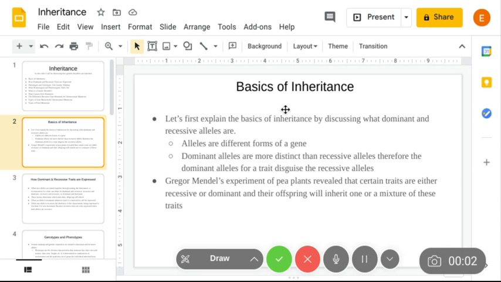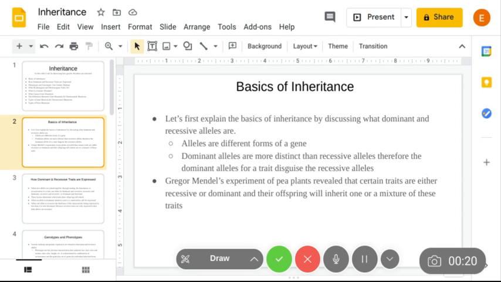Hello there, I am doing my video about the basics of inheritance. So, let me first explain the basics of inheritance by discussing what dominant and recessive alleles are.